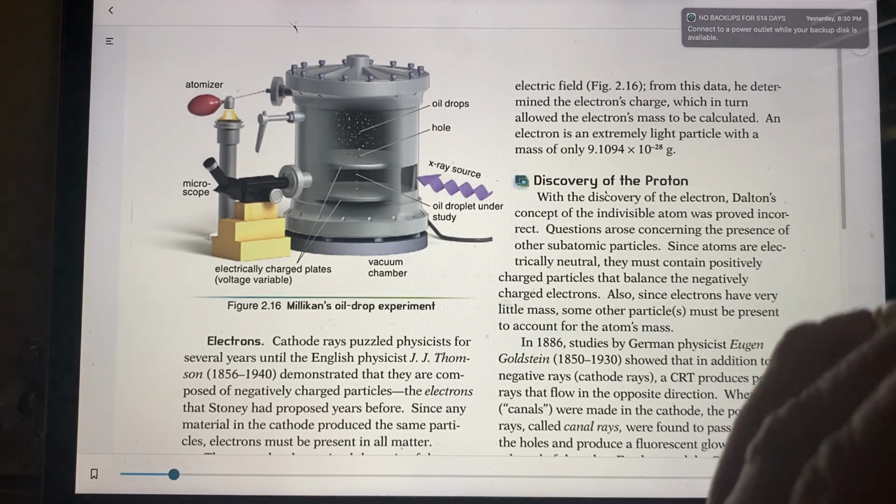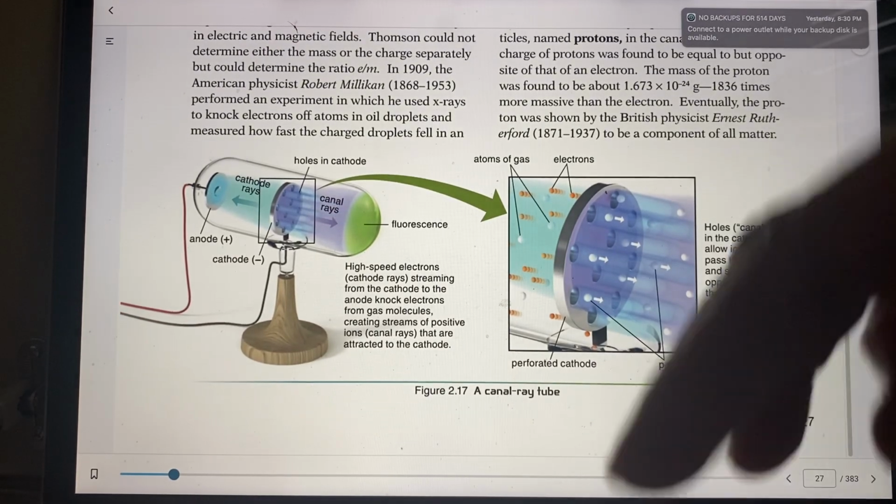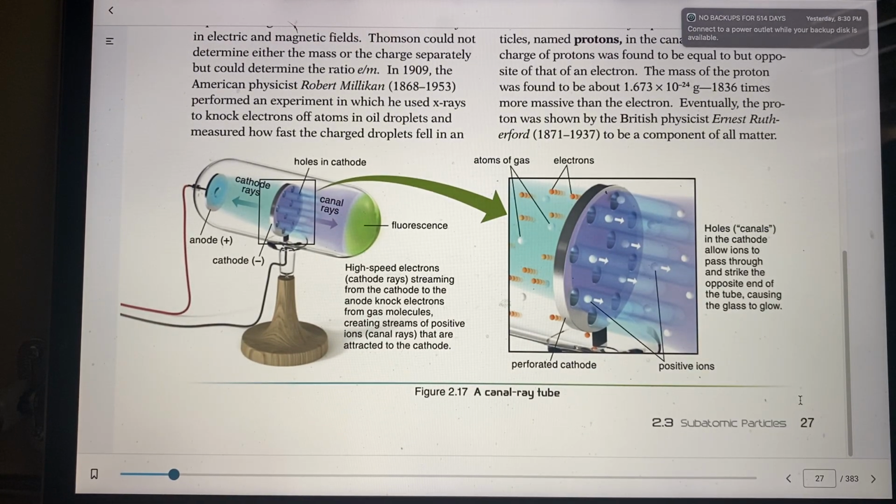So going on, let's go down here. This is a cathode ray tube. We're going to be talking about this in just a little bit. Not only electrons were being discovered, but protons as well. Atoms are electrically neutral, so they must contain positively charged particles as well as electrons, the negatively charged particles. And so they knew that if atoms had electrons, they must also have positive charge.